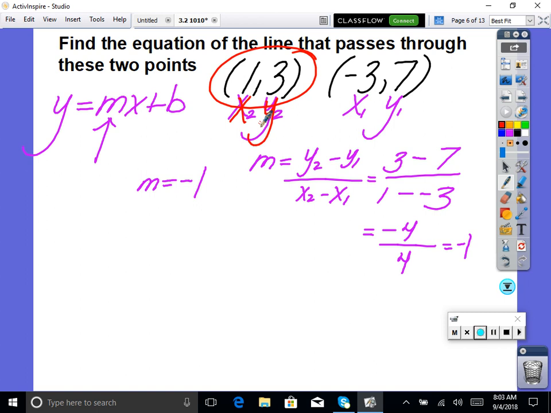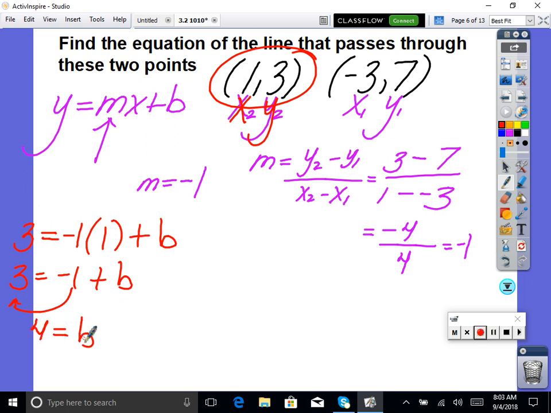So let's plug in what we know. We know y is 3. We know our slope is negative 1. We know x is 1. And we don't have any idea what the y-intercept is. But now we can solve. So we have 3 is equal to negative 1 plus b. So add 1 over, right? 4 is equal to b.